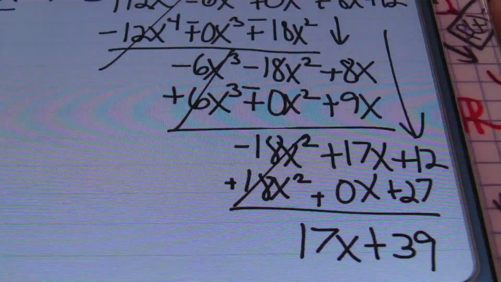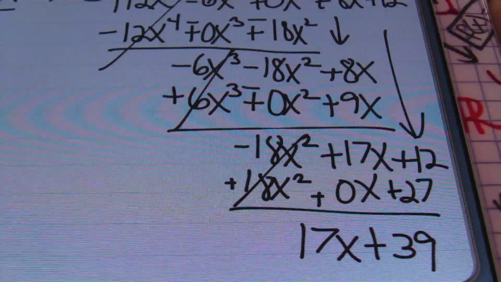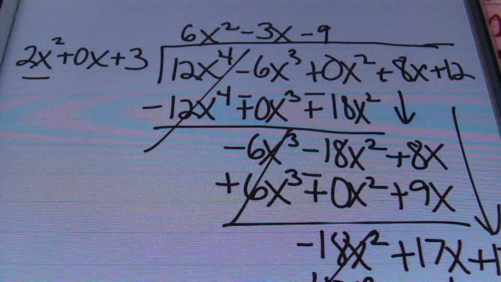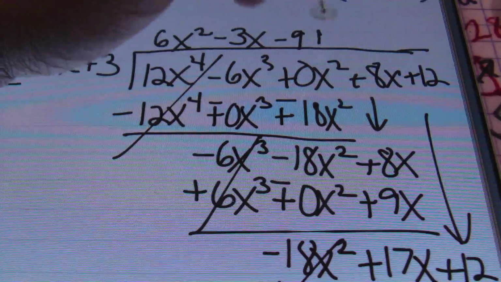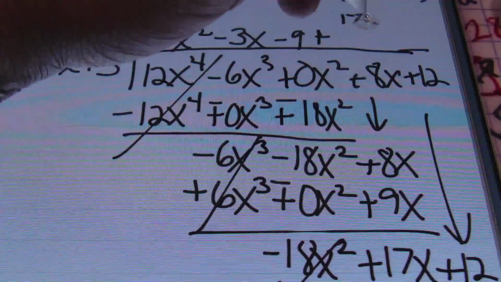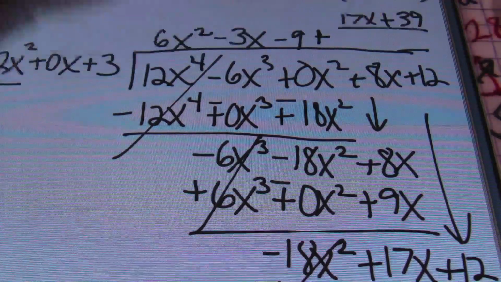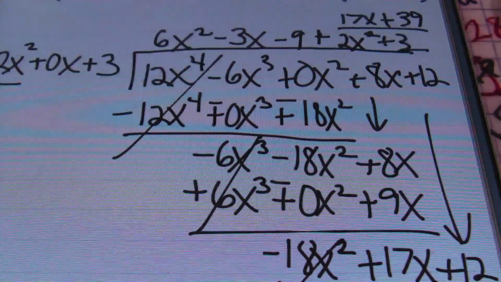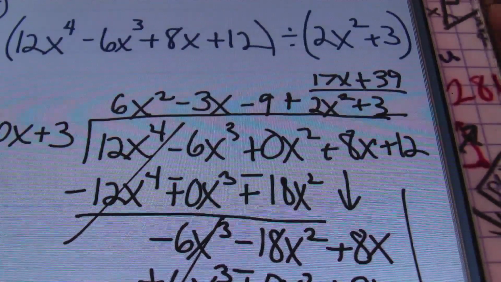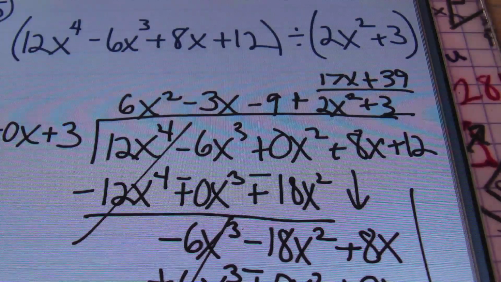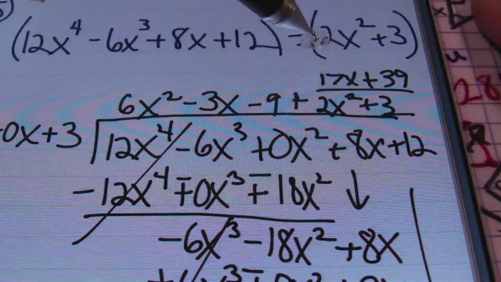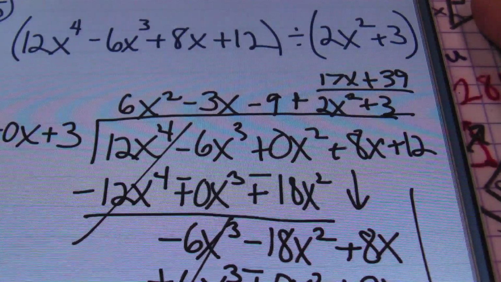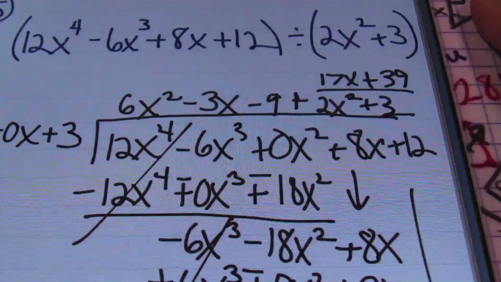Okay. So our result here, our remainder, is going to be that 17x plus 39 because we can't multiply 2x squared by anything in order to get that 17x. So next what you'll do is you'll have a positive 17x plus 39 over your divisor of 2x squared plus 3. All right, and that's the way you write your result. So anytime you have a remainder when you're using long division, you'll place that remainder over your divisor, and in this case it was 2x² plus 3 for your final answer. And that's it. That's what you do.